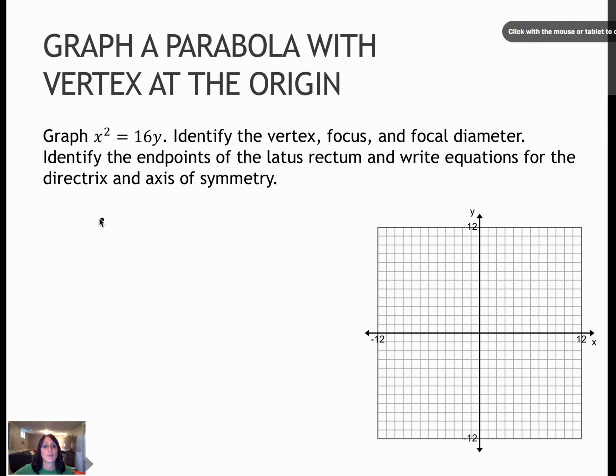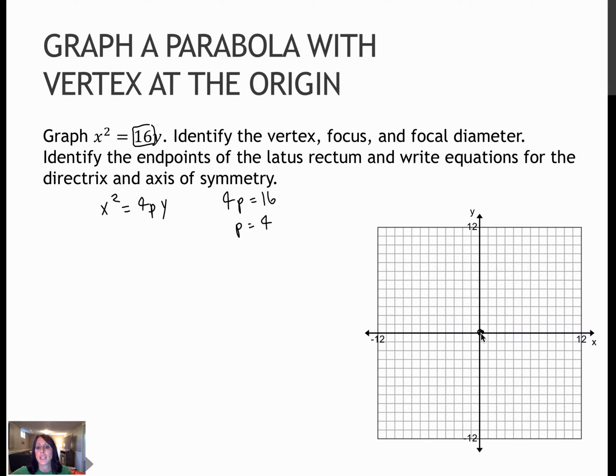Just as we had before, we have x squared equals 4py, which means that 16 is equal to 4p, which means p must be 4. I know that my vertex is here at 0, 0. The focus is going to be at 0, 4, again using that p-value. And the directrix is the line y equals -4, so that's this line down here, on the opposite side of the vertex 4 units.